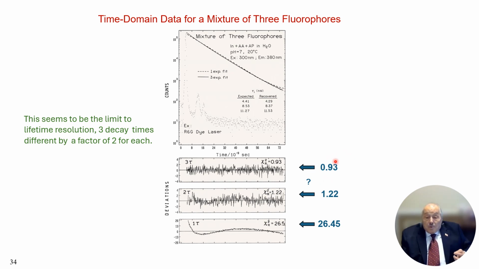But in the real world, you wouldn't know which of these to accept, whether it's 2 or 3 components, because these are just too close together. So I regard this as sort of the limit of what you can resolve with time-correlated single photon counting. That is 3 lifetimes separated by about a factor of 2 in lifetime each. That's about as good as the resolution gets.